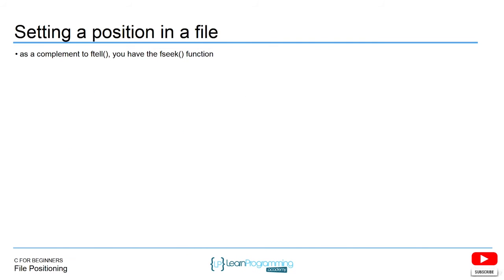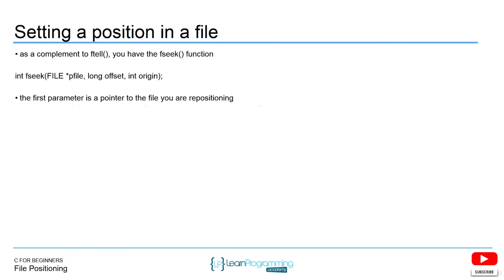Now, setting a position in a file. Up until this point, we're just reading in where we're at. We're not going to really use where we're at unless we set something, like doing a read and write. So as a complement to ftell, you also have fseek. And fseek is going to allow you to move to a new position. It returns an int, and takes a file pointer, a long offset, and an integer origin.